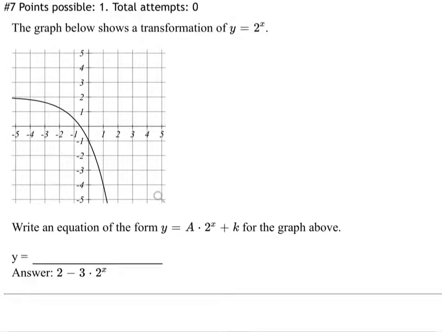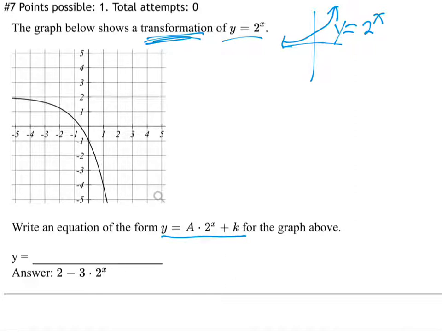There we go. Number 7. The graph below shows a transformation of 2. So it's not 2 to the x, it's a transformation. Because here's 2 to the x. This is what y equals 2 to the x looks like, right? So this one's showing a transformation of 2 to the x. So what exactly did they do? How did they transform 2 to the x? They're saying it's something of the form a times 2 to the x plus k. We gotta find the a and we gotta find the k to answer this question. That's the two parts we don't know. It's like 2 to the x, but it's been changed.